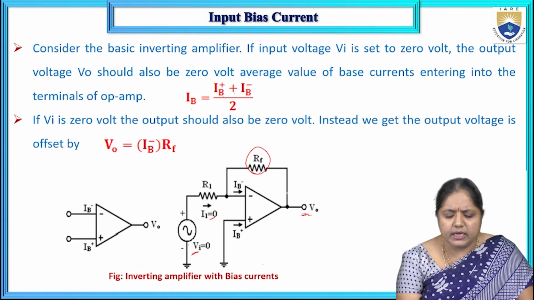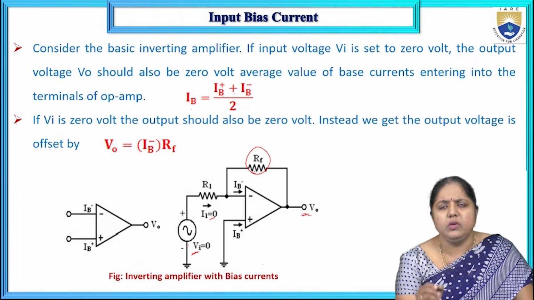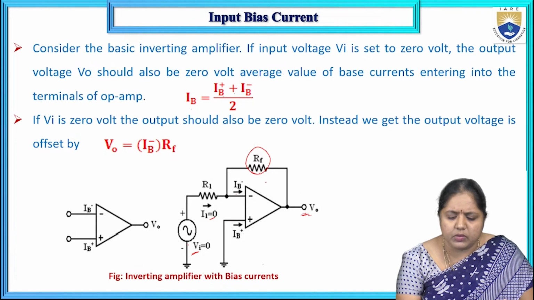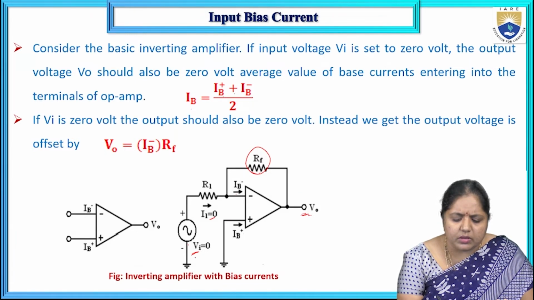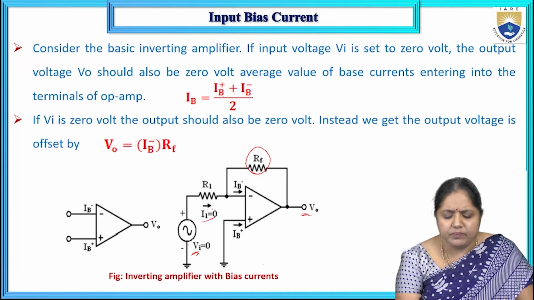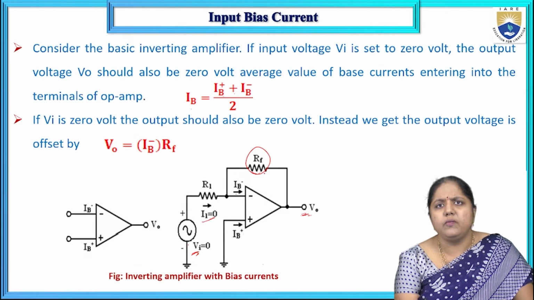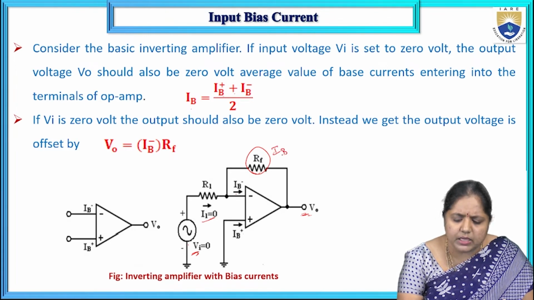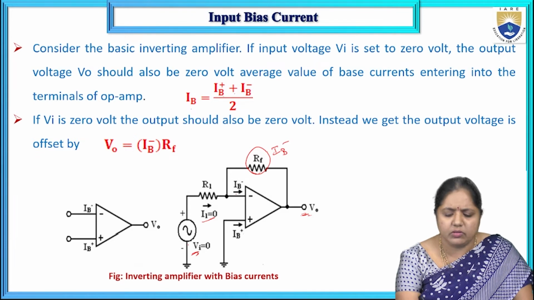Okay, the current that is entering into the feedback resistance, into that concerned resistance value. How did you get this expression? Here, if you observe, the current through this AC input signal is 0, so the I1 value is 0. So then what is the amount of current that is passing through the feedback resistance? The same IB minus is the current passing through the feedback resistance.